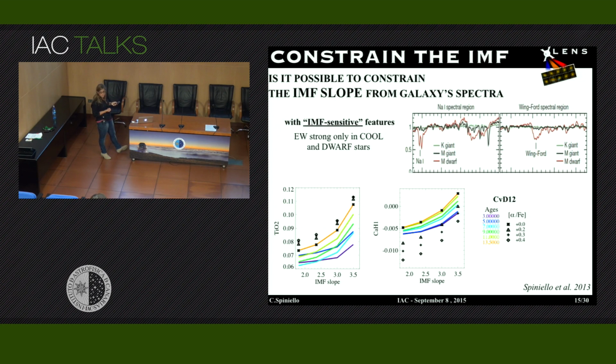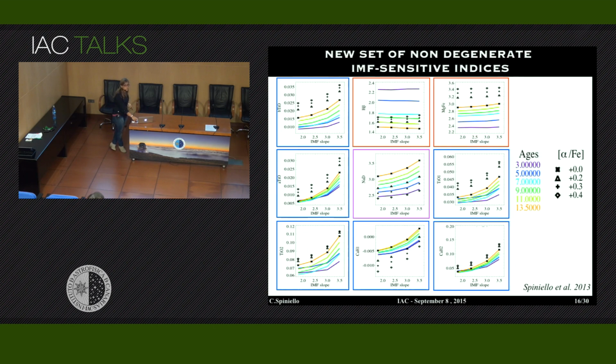So this is something that I can call IMF-sensitive features, because the more bottom heavy the IMF is, the higher the equivalent width you will measure, the stronger this line will be. The higher the contribution of the dwarfs, the stronger the line. And this is a collection of lines I used in 2013 to study the IMF of very massive galaxies.